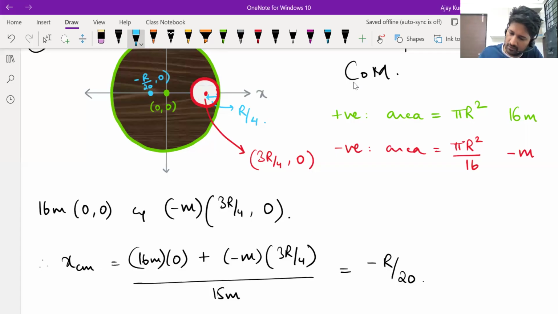We didn't even bother to derive the y coordinate of center of mass because the systems that we took, the full circle and the small circle, their centers lie on the x-axis. So the combined system center of mass will also lie on the x-axis itself. So no point deriving the y coordinate, it will be 0.